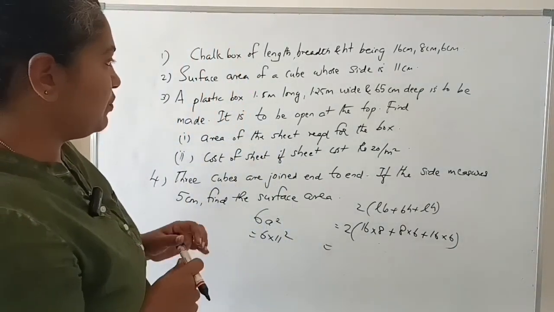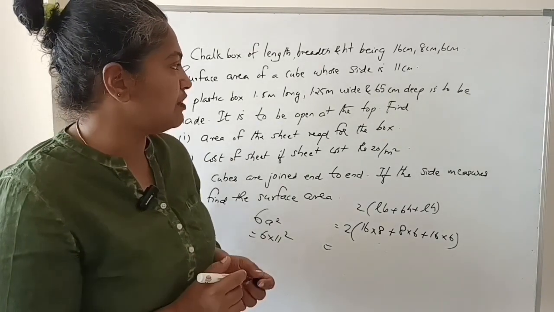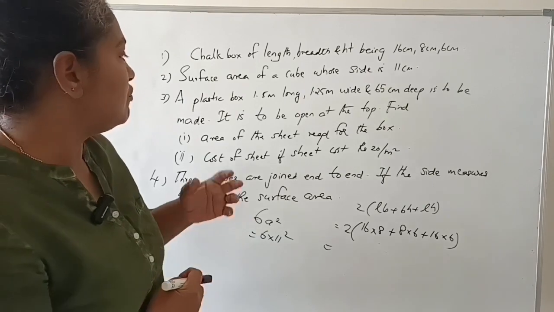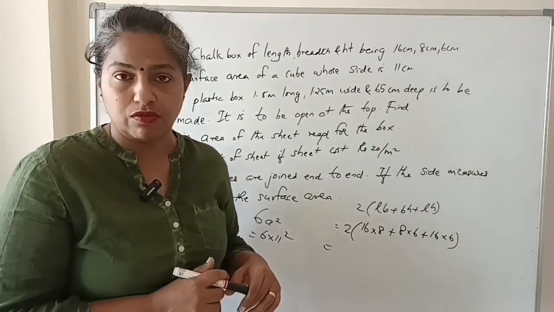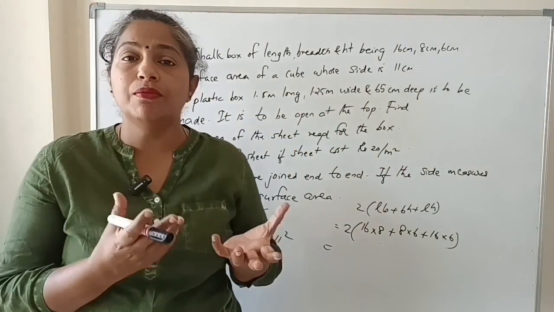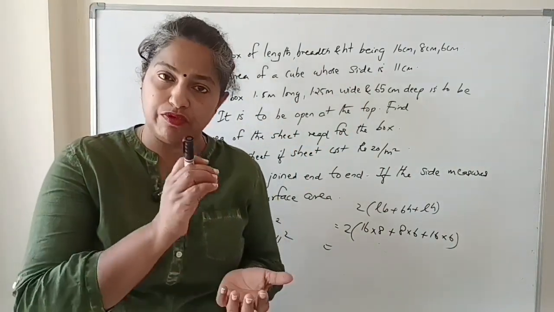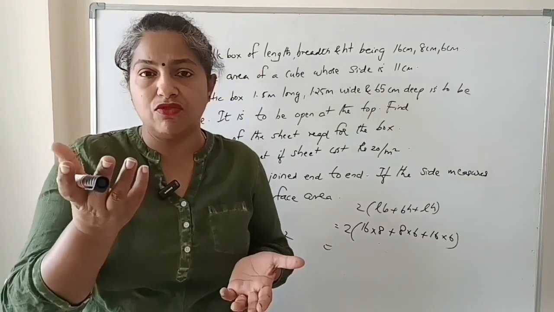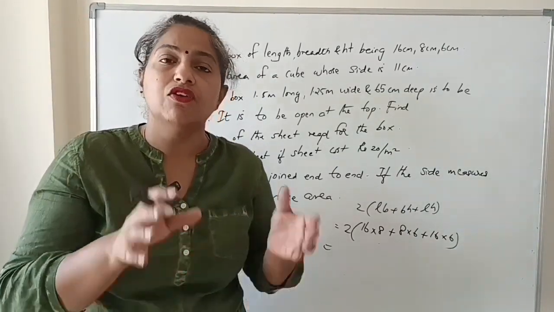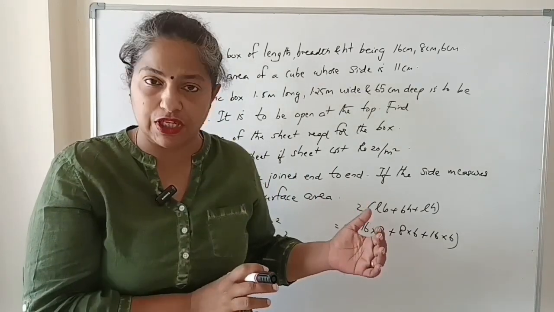A plastic box of 1.5 meter long, 1.25 meter wide and 65 centimeter deep is to be made. It is to be made open at the top. Find the area of the sheet required for the box. Now, we need to make a box which is in the shape of a cuboid, but the top part is open, which means that the top surface is not there. Okay, so we have to discount the area of that particular part.